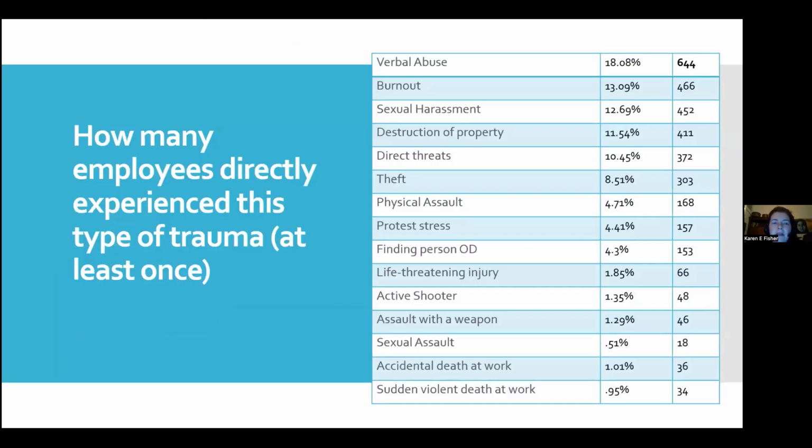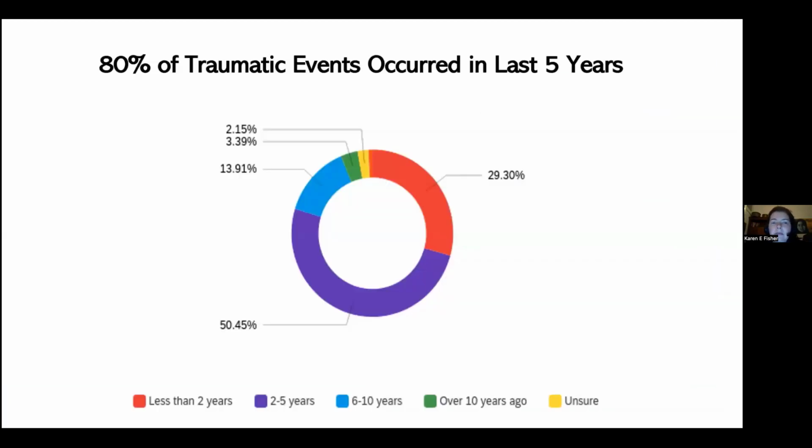Then we asked people how many employees directly experience this type of trauma at least once. You can see here the categories: verbal abuse, 644 incidents, over 18%, sexual harassment, destruction of property, direct threats, theft, physical assault, stress from protests, finding a person overdosed, life-threatening injuries, active shooter, assault with a weapon, sexual assault. And over 80% of respondents reported that the traumatic events occurred in the last 5 years.